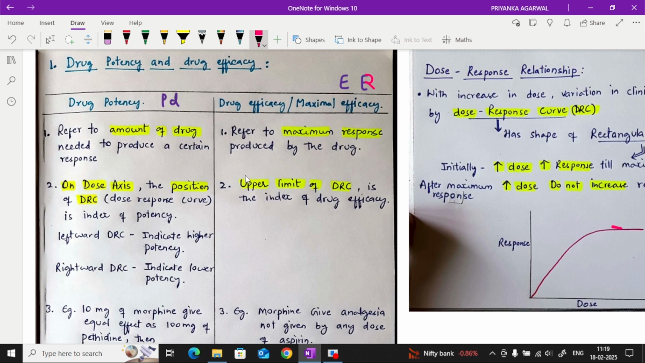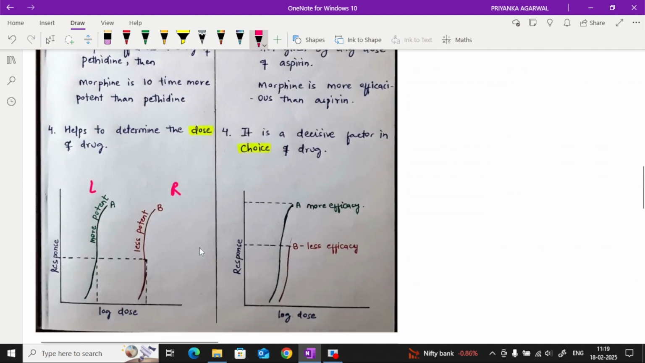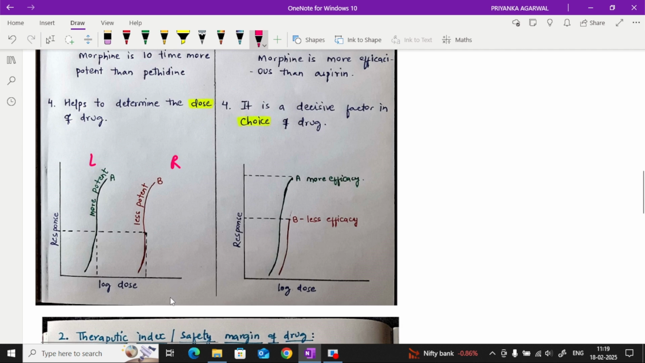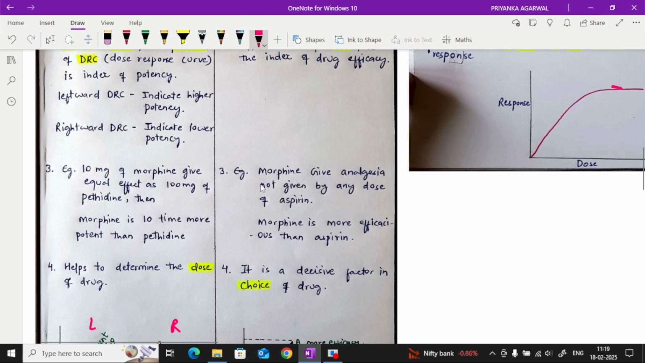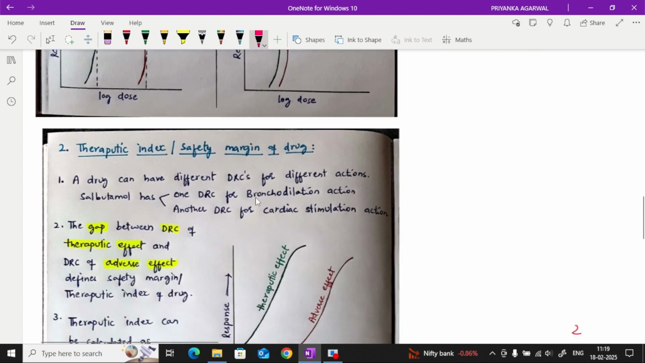So let's have a quick recap. This is the amount of drug that is needed to produce the response, so it is the dosage, whereas this is related to the effect, the response. Here it is on the dose axis. So potency is related to the dose axis, whereas efficacy is related to the response axis. The third point is about the examples. The fourth point is that this helps to determine the dose. This is the decisive factor in the choice of the drug. So I hope this is very clear to you.